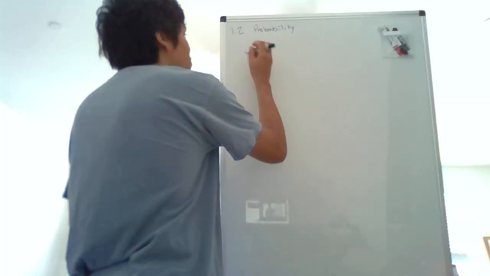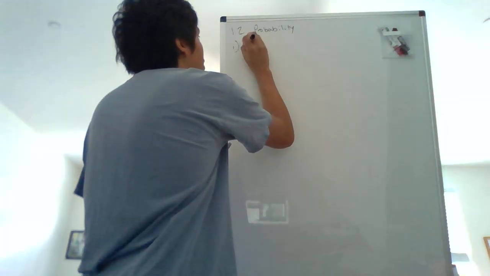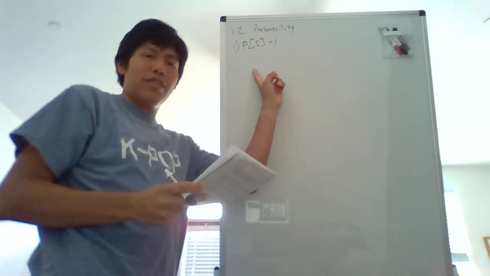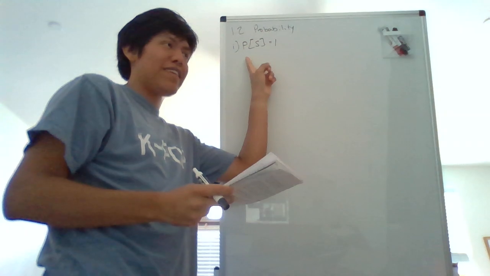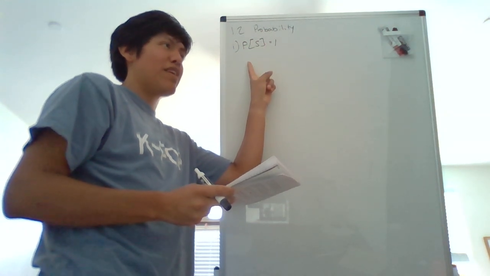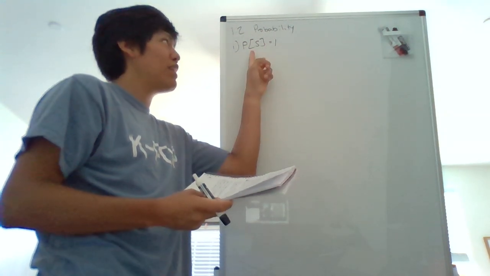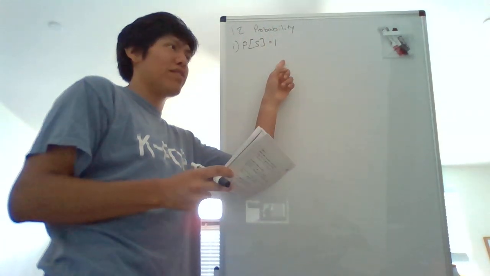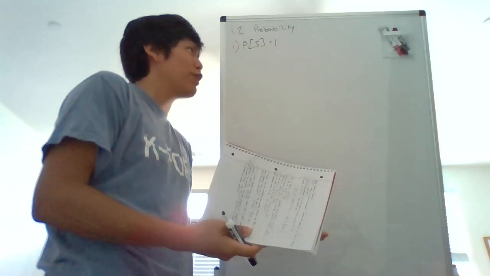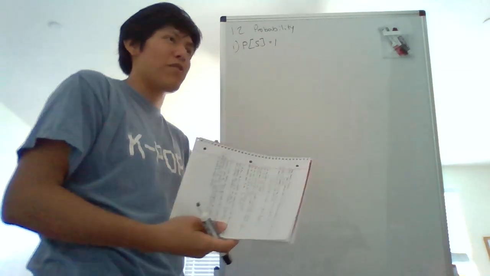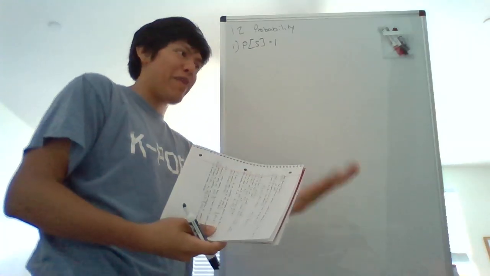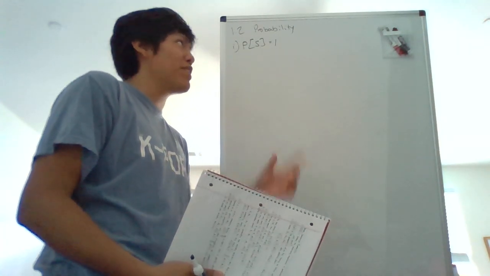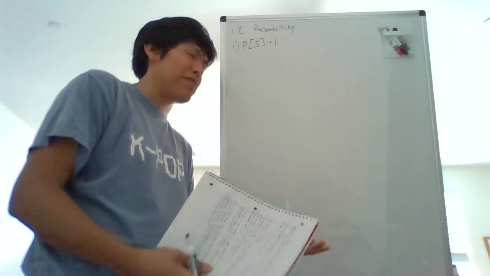Okay, so for the first rule, the probability of S is equal to 1. What this is saying is that the probability that something will happen in the sample space, the entire space that we're looking at, is 1. Logically, it makes sense: if you do an experiment and you expect something to happen, then yes, something will happen. So that probability is 1, or 100%, that something will happen if you conduct an experiment.